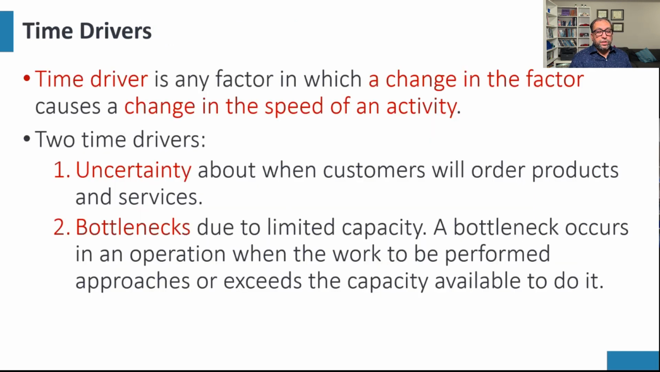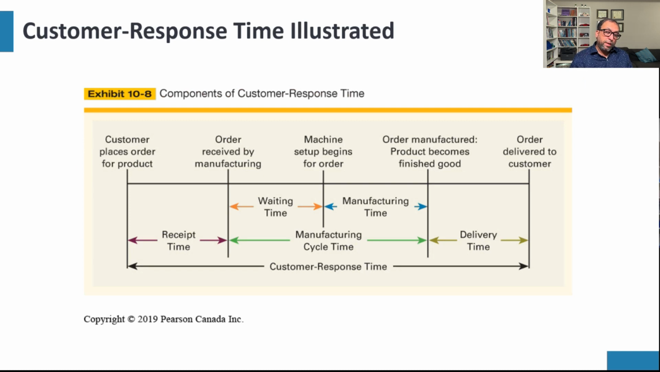So a time driver is any factor in which a change in the factor causes a change in the speed of an activity. So how can we improve these times to reduce the customer response time? We can reduce the receipt time. We can improve the delivery time through changing our couriers or all these things. We can improve the manufacturing time by reducing the waiting time and also manufacturing time.